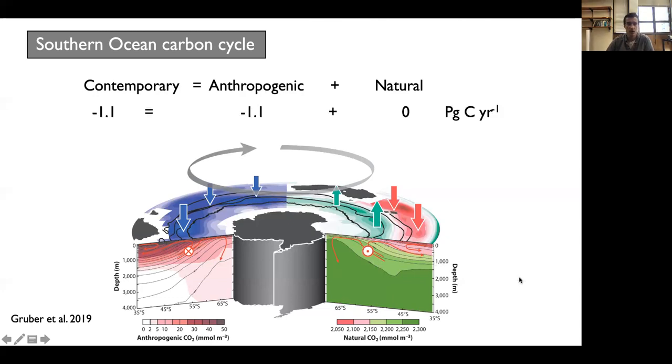And so our approximate balance is a contemporary flux of about 1 petagram of carbon into the ocean, which is really just an anthropogenic signal overlaid on a balanced natural cycle. And overall, we have more confidence in this anthropogenic value that comes from interior ocean carbon measurements.